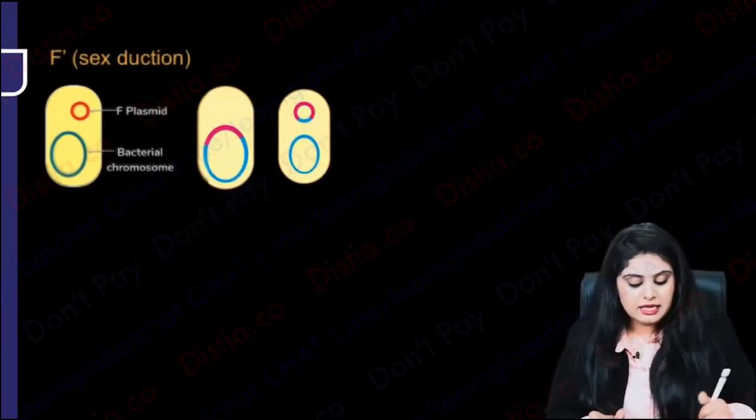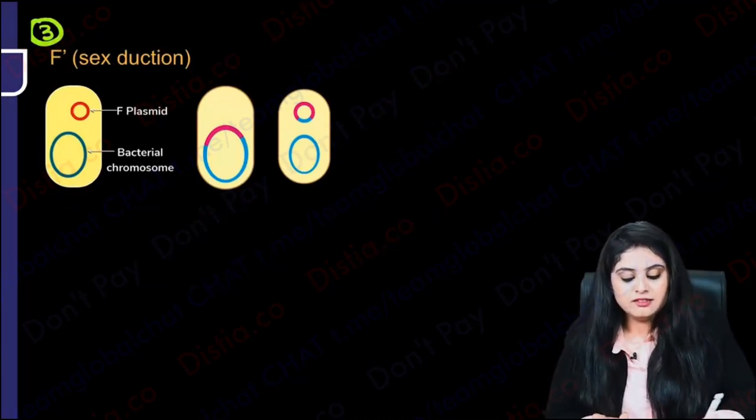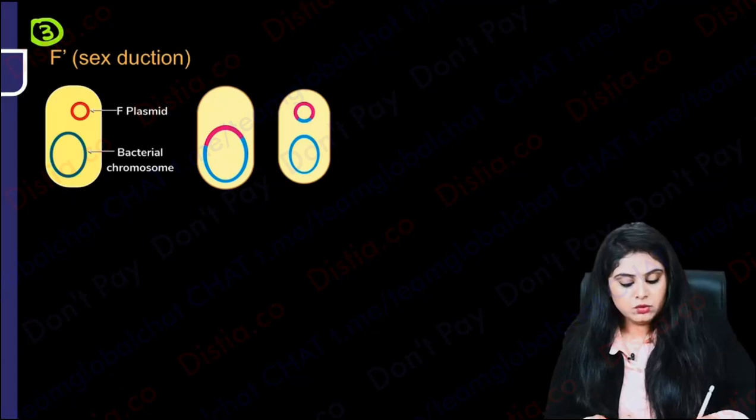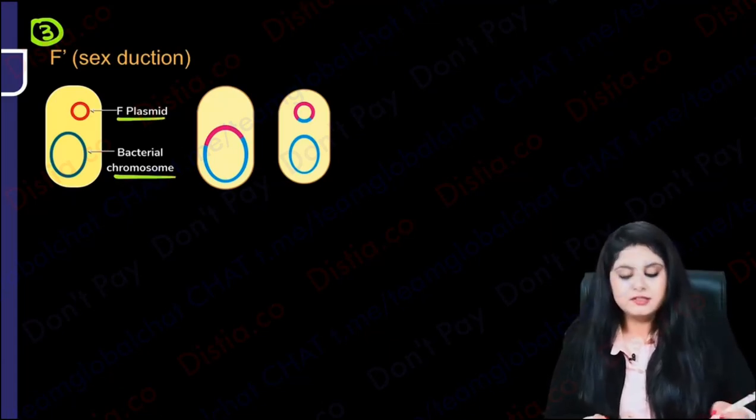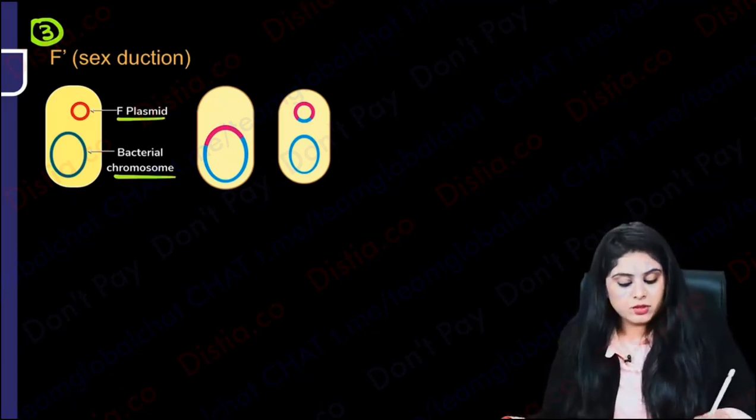Now comes the last part of the story, but for that you will answer everything for me. What is this? This is the bacteria's own DNA. This is the F plasmid. It has an F plasmid. So what is this? This is an F plus male.